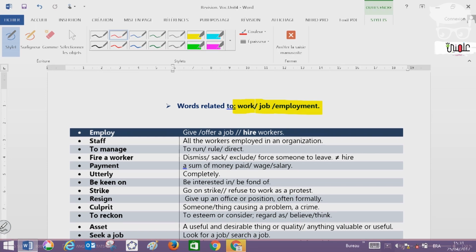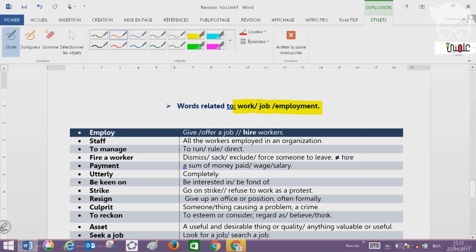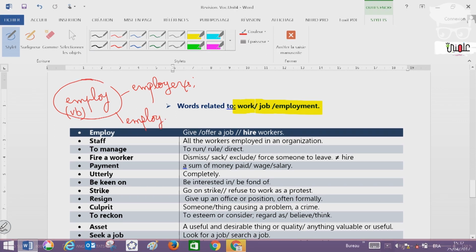Here it is. Let's put it there. And let's form words, what we call word formation. Here is a verb. We can say employer, and you can put it in the plural. You can say employee, and you can put it in the plural. Okay, and here you pronounce E, long E.